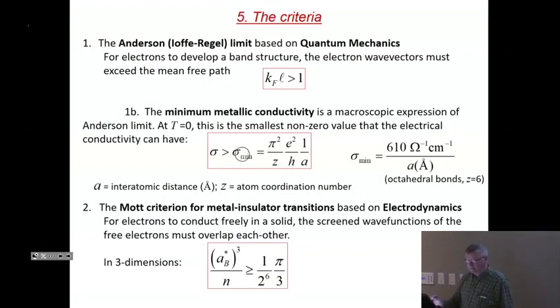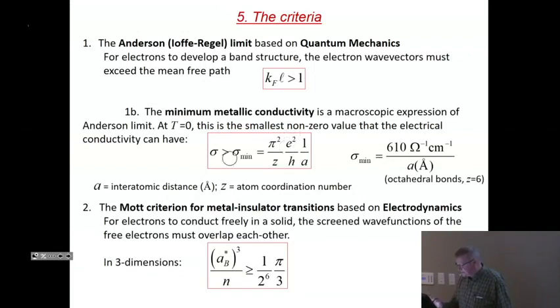There is a minimum value to this electrical conductance, which, if the bonds are octahedral and you have 6 neighbors, is 610 inverse ohm centimeter divided by the lattice constant in angstrom. So if you have silicon, this is 6, that means 100 ohm centimeter, 0.01 ohm centimeter is the best you can have for conductivity. If you have a sample that has a lower conductivity than that, it's not describable by band structures. Now, that is something that's very, very often overlooked or forgotten.